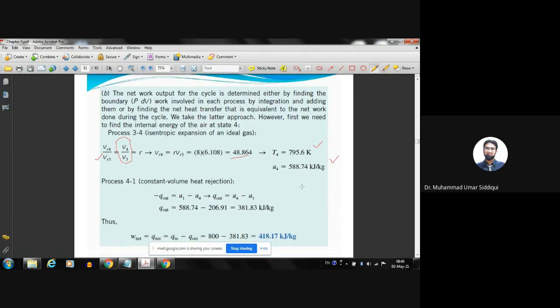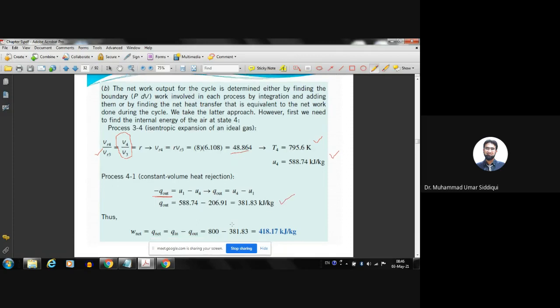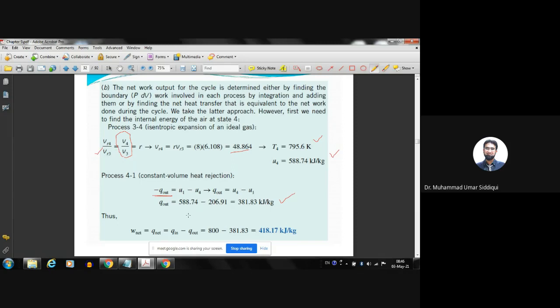So now we can determine the amount of heat out. Heat out will be U4 minus U1. So U4 minus U1 comes out to be this much. Once you have Q in and Q out known, then you can determine W net, because W net is Q in minus Q out. This is something you studied in chapter number 6 for the case of heat engines. For heat engines, the work output is Q in minus Q out. So it comes out to be 418.17 kilojoule per kg.